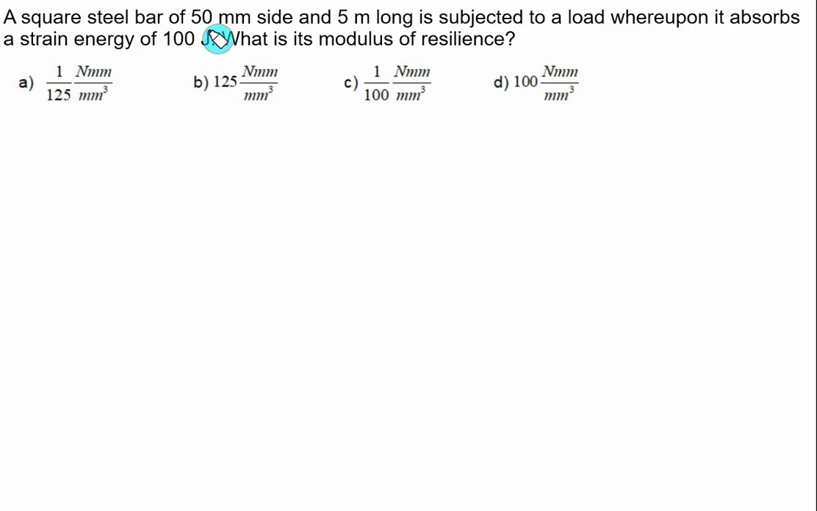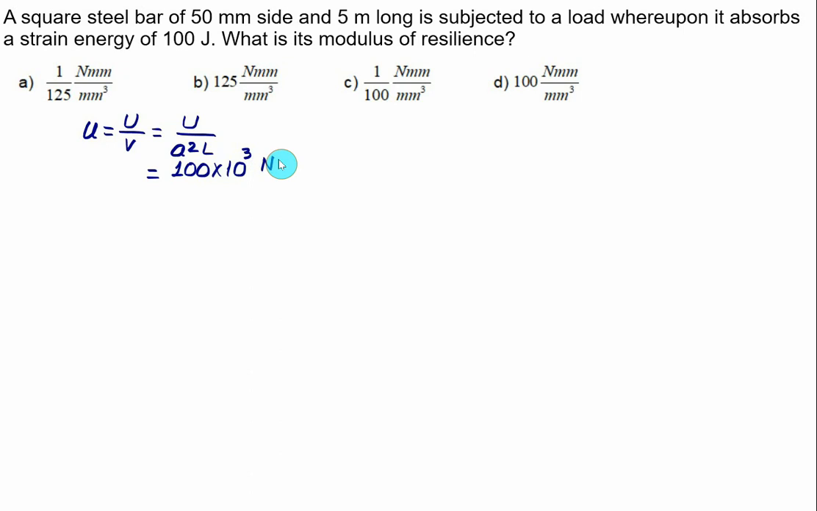A square steel bar 50 mm side, 5 meter long, is subjected to load whereupon it absorbs strain energy equal to 100. What is the modulus of resilience? All these answers are given in the form of Newton mm per mm cube, that is the strain energy divided by volume. So we are interested here in the strain energy density, which is strain energy U divided by volume. This time we have a square cross section, so the volume is side square, A square, multiplied by L.